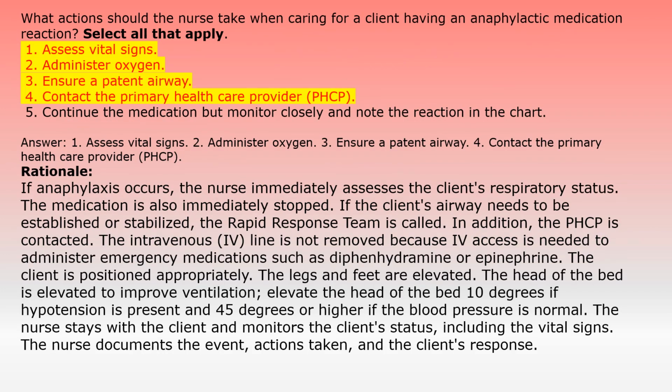Answer 1. Assess vital signs. 2. Administer oxygen. 3. Ensure a patent airway. 4. Contact the primary health care provider, PHCP. Rationale: if anaphylaxis occurs, the nurse immediately assesses the client's respiratory status. The medication is also immediately stopped. If the client's airway needs to be established or stabilized, the rapid response team is called. In addition, the PHCP is contacted.